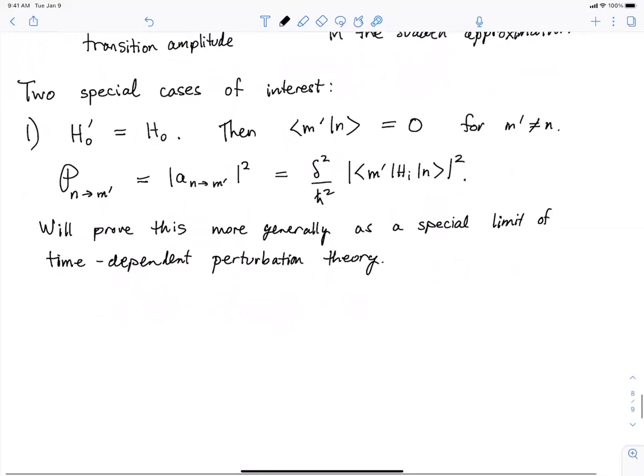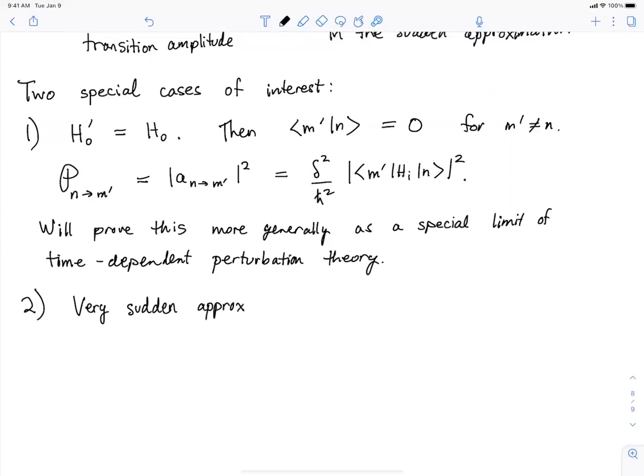Okay, but the other special case of interest, which will be on a homework problem that will appear later today and be due a week from tomorrow, is called the very sudden approximation. Actually, in many books, the thing that I've called the sudden approximation doesn't have a particular name. And the thing I'm calling the very sudden approximation is what they call the sudden approximation. So you have to watch out for that.